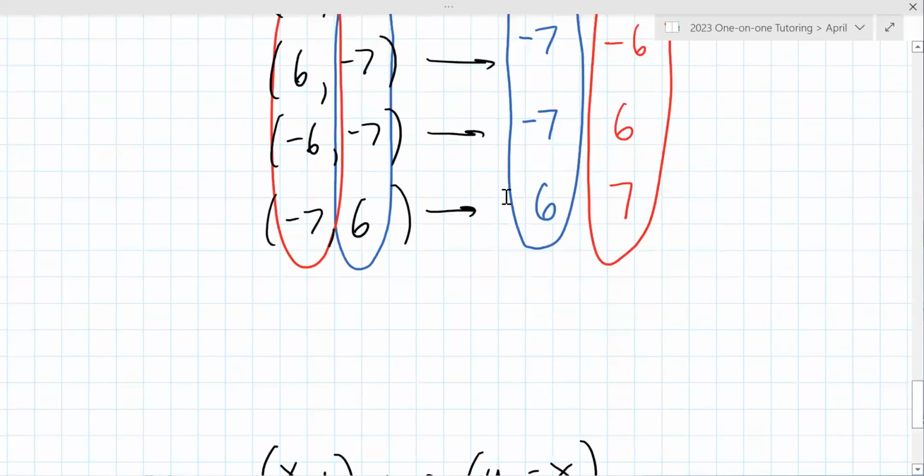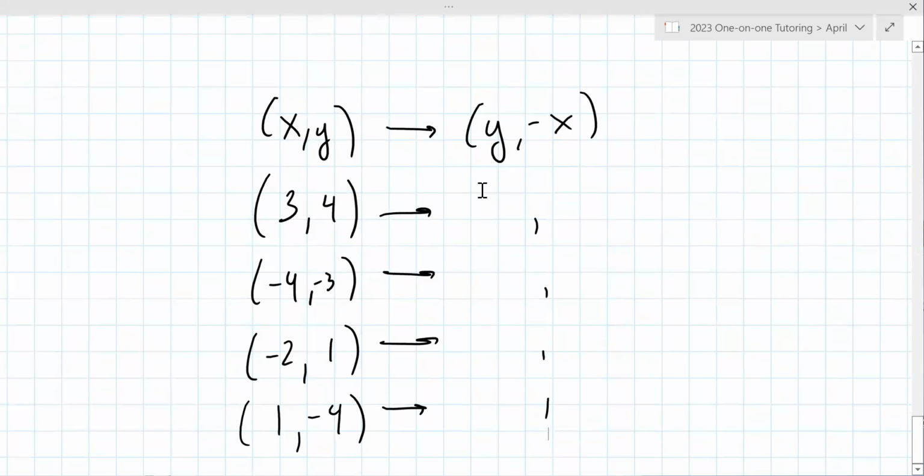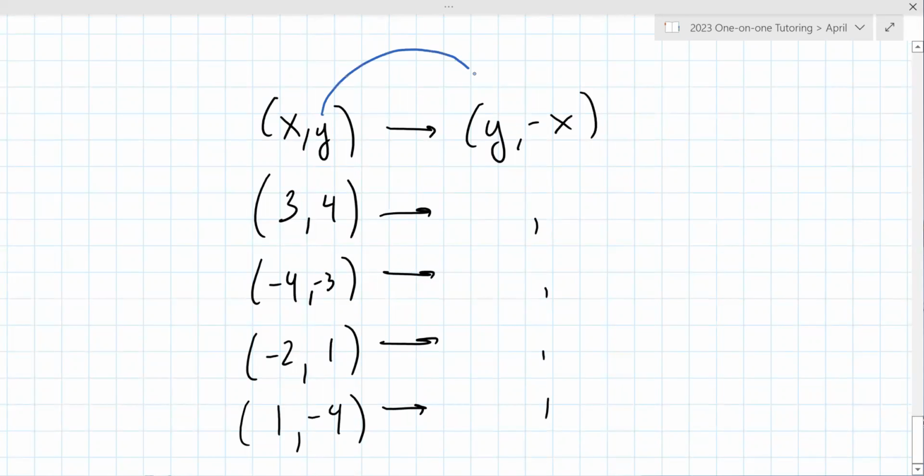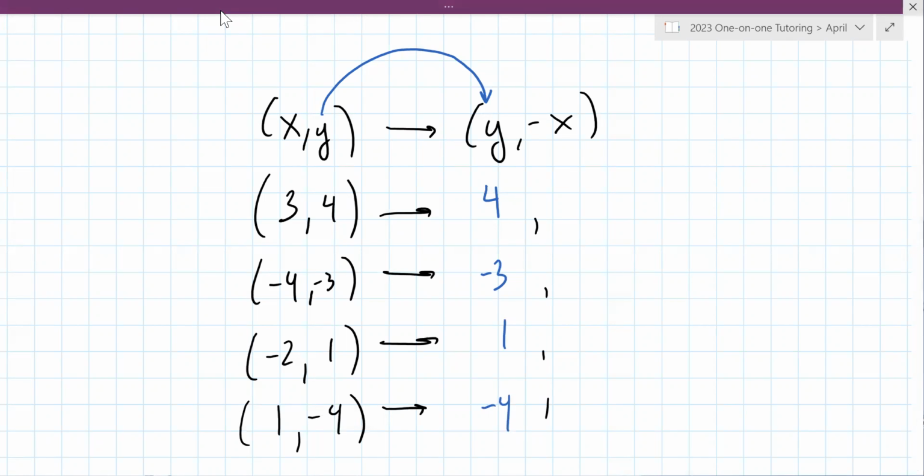Okay. So the first number here has to be the same as which number on the left? This y becomes the new x, so it needs to be 4, 4. Okay, 4, 4. Now go to the next one. What goes here? -3, 1, and -4. Okay, good.